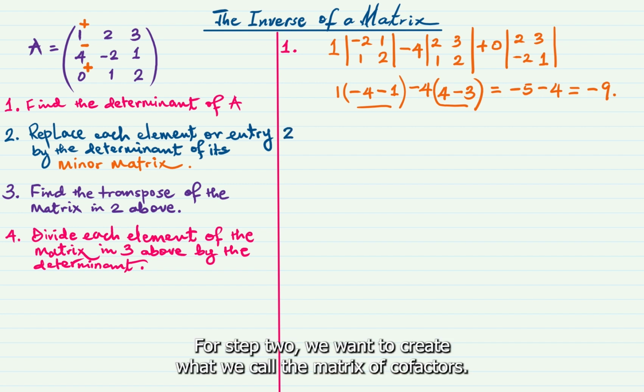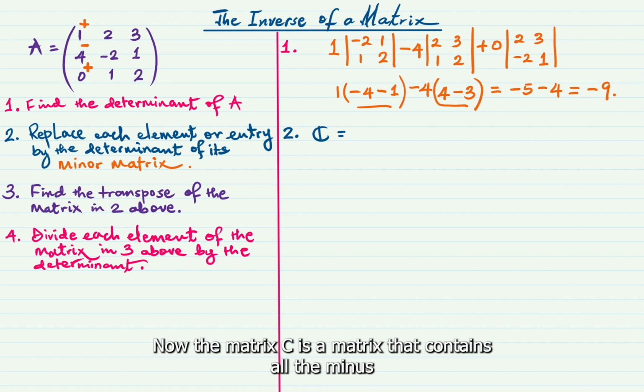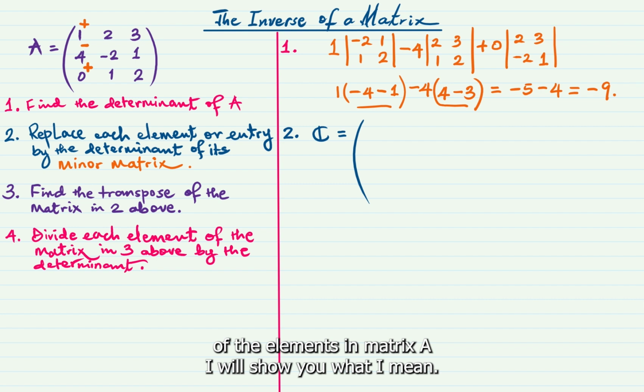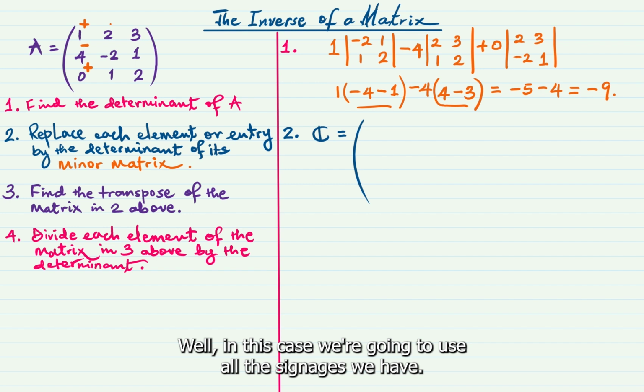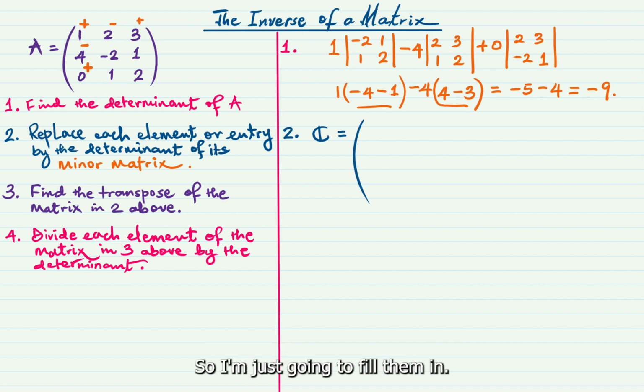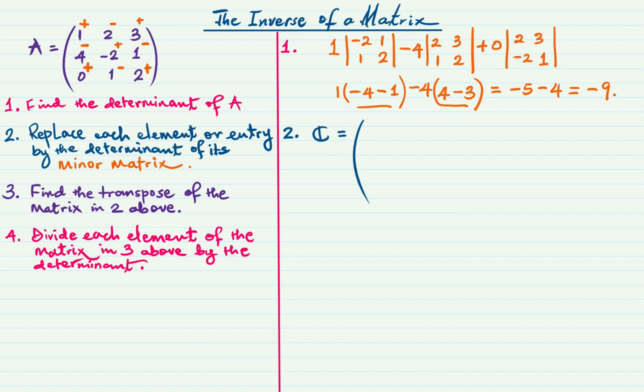For step 2, we want to create what we call the matrix of cofactors. I'm going to name it the matrix C. C for cofactors. Now, the matrix C is a matrix that contains all the minors of the elements in matrix A. I will show you what I mean. Now, in this case, we're going to use all the signages that we have, so I'm just going to fill them in. Remember, all you need to do is to interchange the signages. So that is what we have.